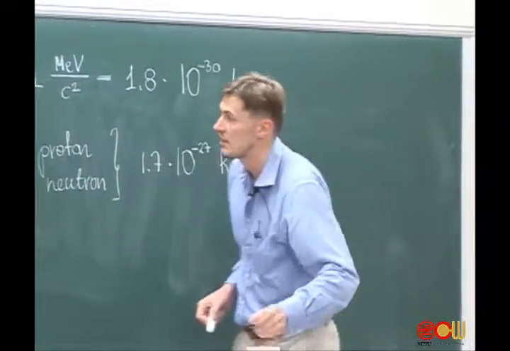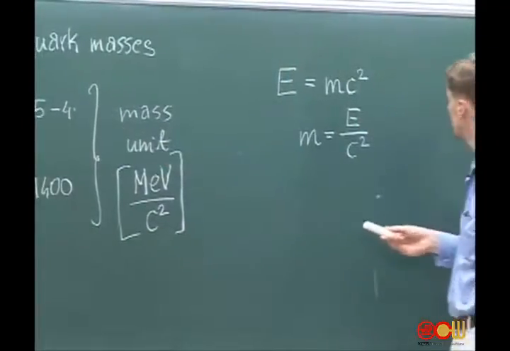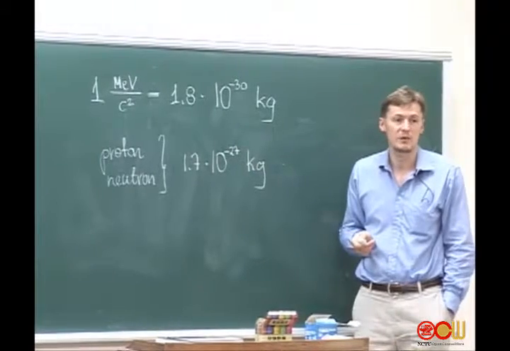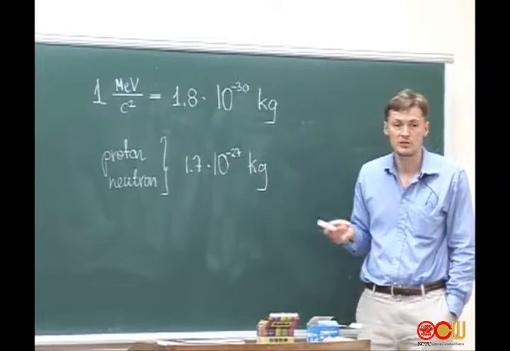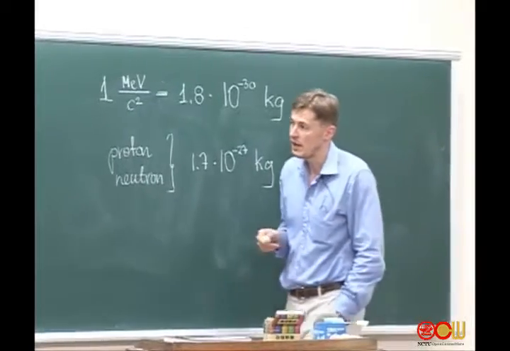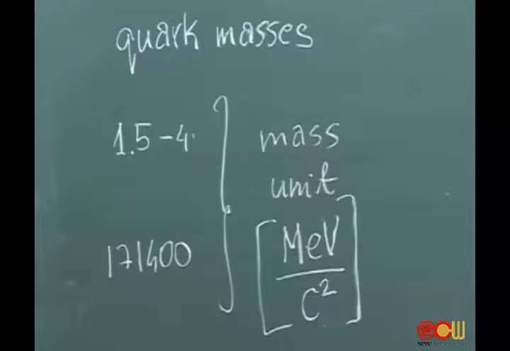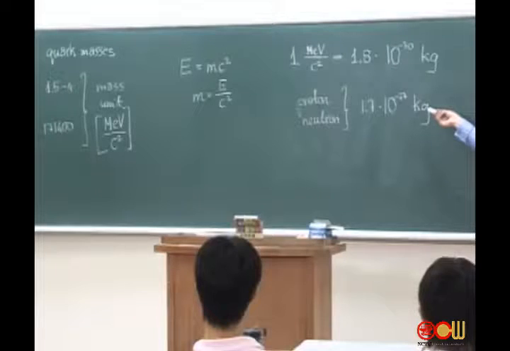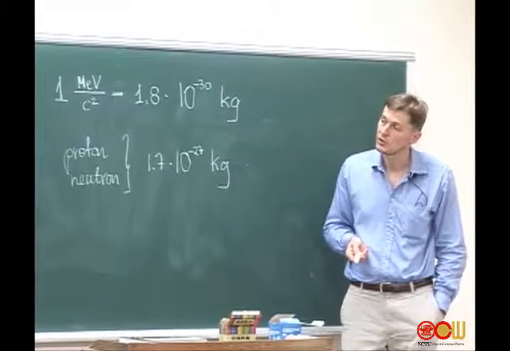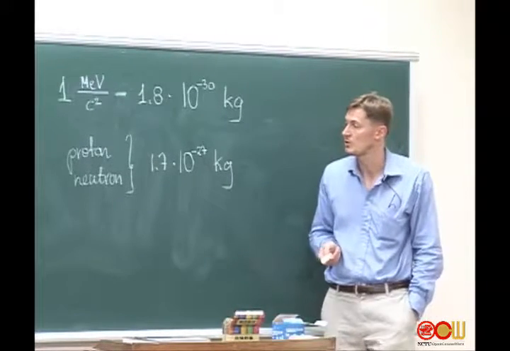So you see that the mass of the lightest quark is approximately equal to this one. It's around 1,000 times smaller than the proton, so it's similar to the mass of the electron. But the heavy quark is around 100 times larger than the mass of the proton.